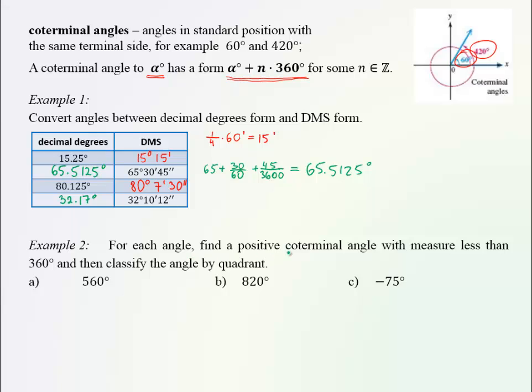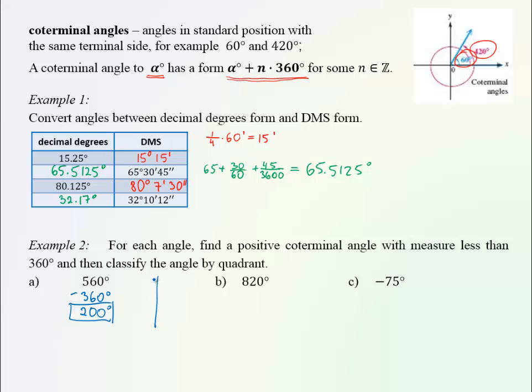For each angle, find a positive coterminal angle with measure less than 360, and then classify the angle by quadrant. So, the first angle is 560. I want to have a coterminal angle but less than 360. Since we know that coterminal angles are of this form, alpha, which is in our case 560, plus a certain multiple of 360, could be a negative multiple. So what we need to do is just subtract 360 from the angle that we have. That turned out to be 200. So the coterminal angle less than 360 is 200.